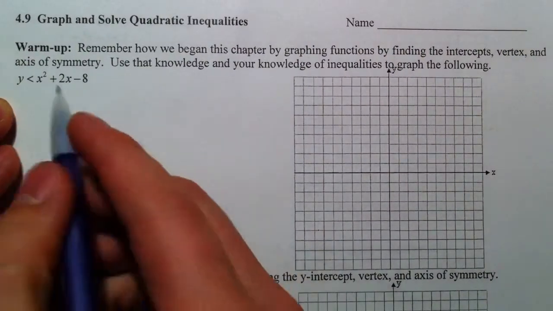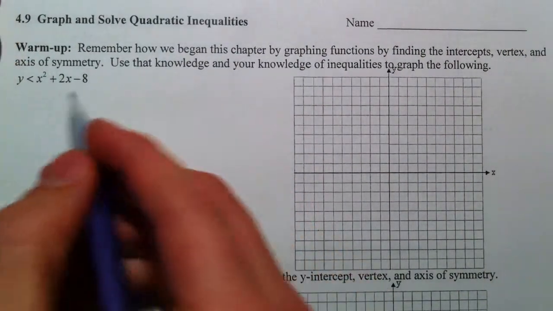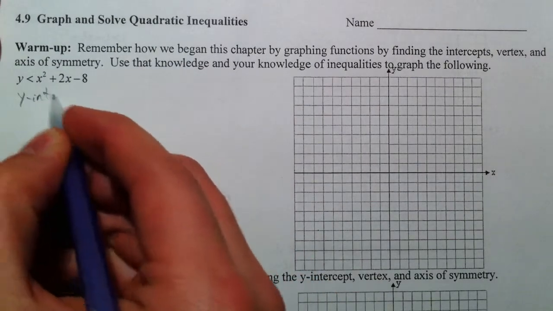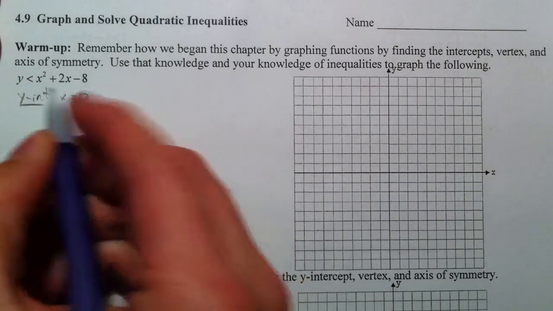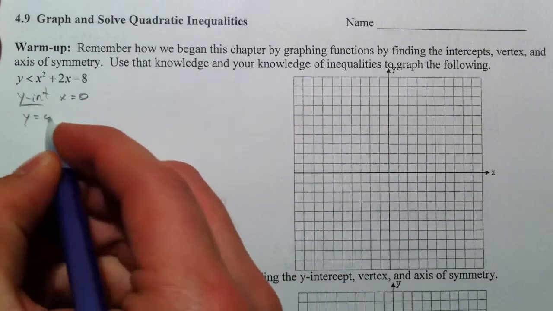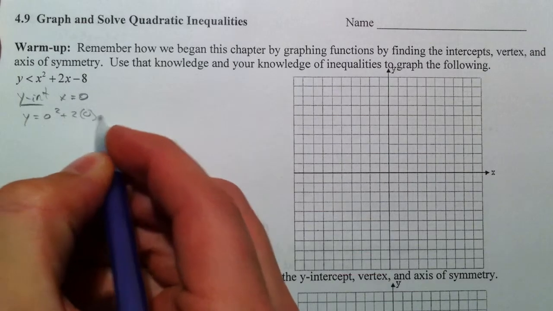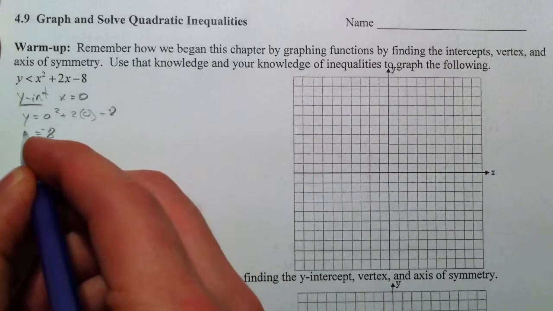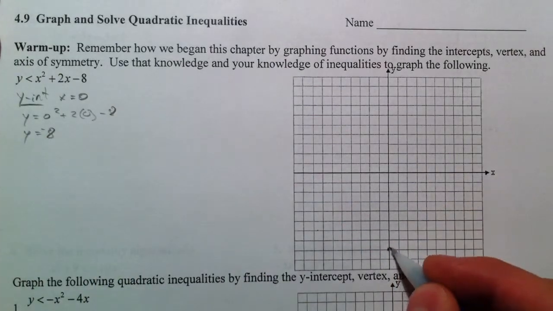So, in order to graph this, the first thing we know in standard form is the y-intercept. Because if you let x equal 0, that's 0 squared plus 2 times 0 minus 8, so you get negative 8. So we know the y-intercept is negative 8, down here.